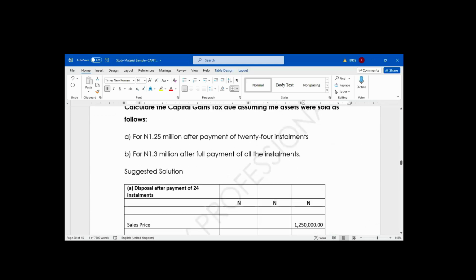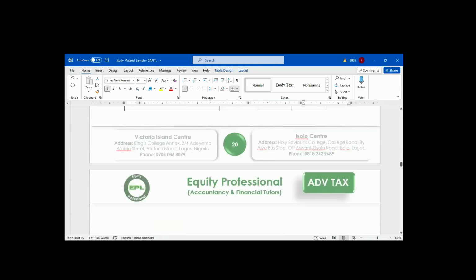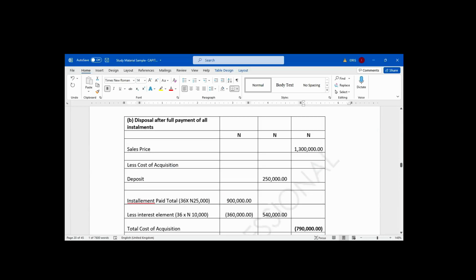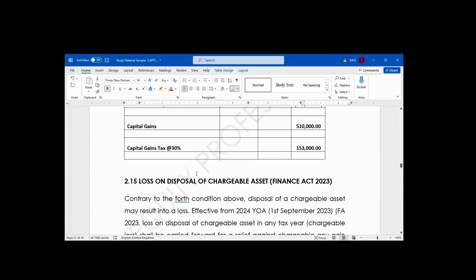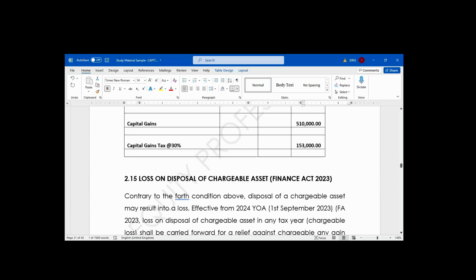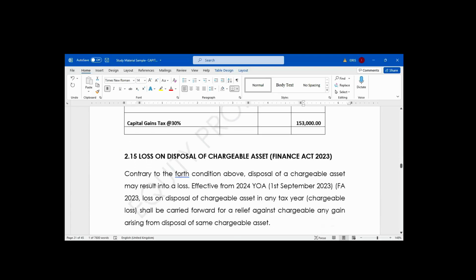The next area we need to look at is loss on disposal of chargeable assets, Finance Act 2023. What is the loss on disposal of chargeable assets, Finance Act 2023?